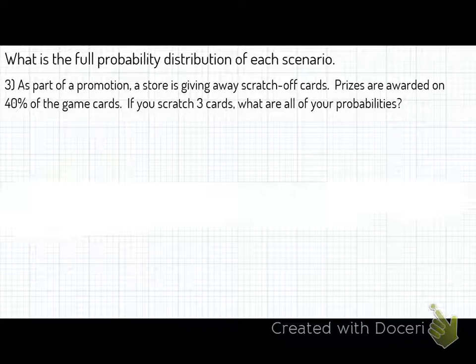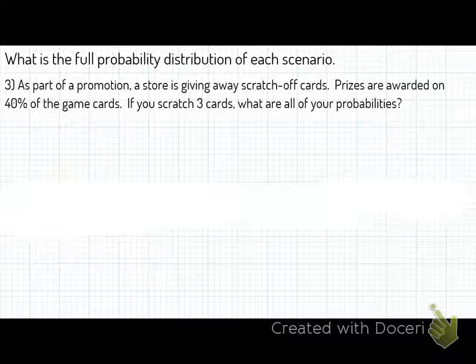So prizes are awarded on 40% of the game cards. What Tilly's has done is they created a big stack of cards, and they know 40% of them are going to be winners, which means what percent of them are losers? 60. Awesome, okay? And you just took 3.